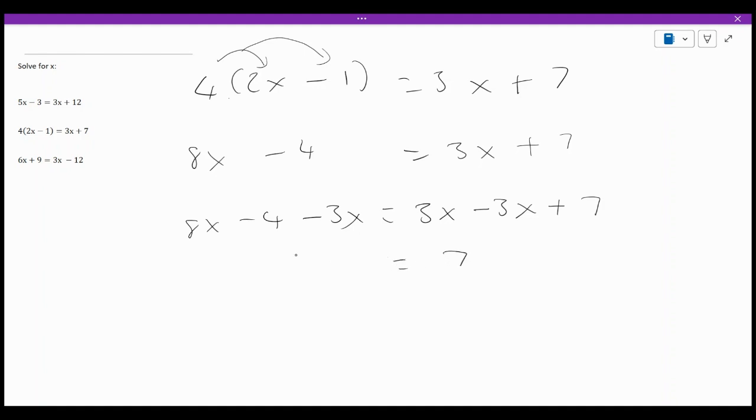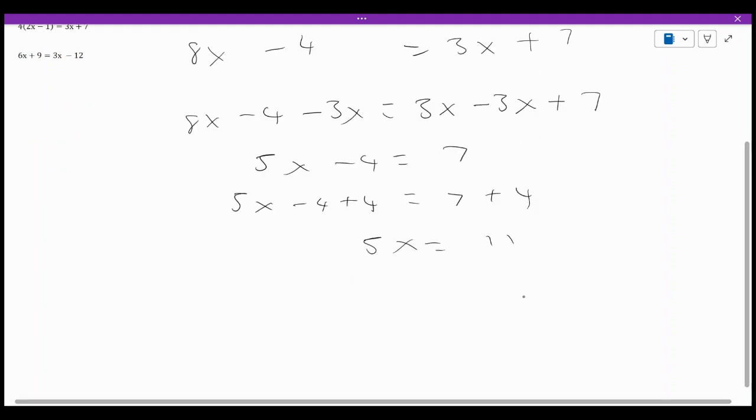And then we're just going to have 7 and then 5x on the side, right, minus 4. And then we're going to try and get rid of this minus 4 as well. So it's going to be minus 4 plus 4, and this side 7 plus 4. Therefore, we're going to have 11, and on the side we're going to have 5x. Now, we just want this x alone.